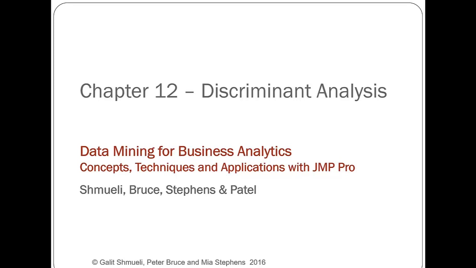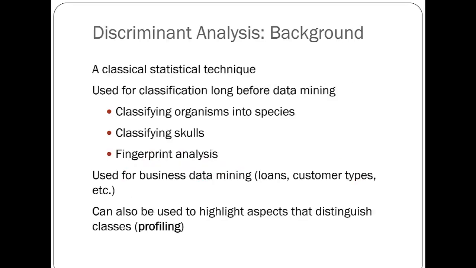Welcome back. This week we're going to talk about Chapter 12, Discriminant Analysis. This is a method for classification, and it's been around for a long time, has a very good track record, and in certain circumstances it can be even better than logistic regression in terms of efficiency. This type of analysis has been around for a long time.